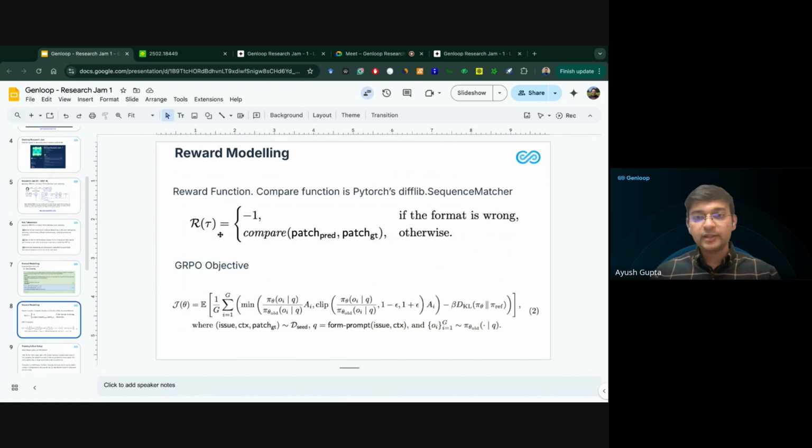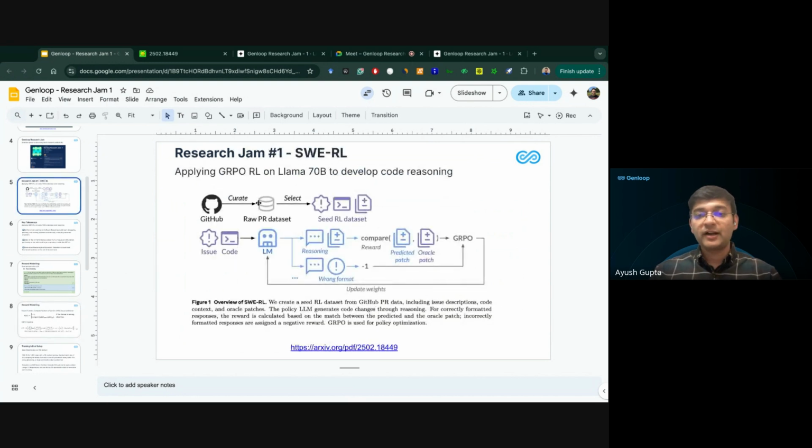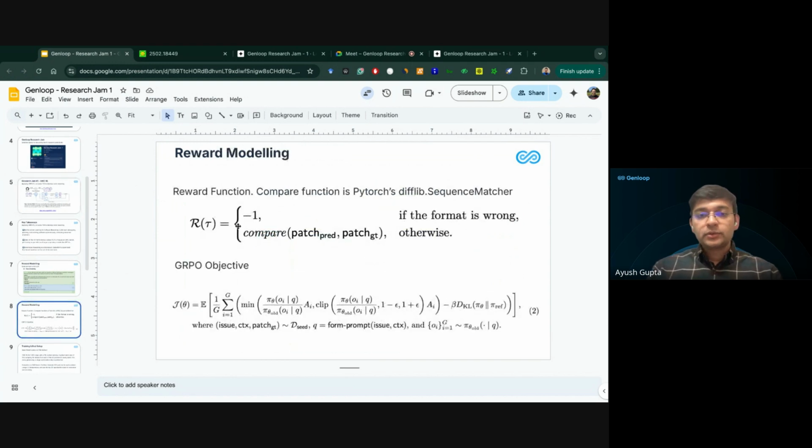The reward function for it is basically a -1 if the format is wrong, as we were seeing in the diagram, and a compare-based score, which is in the 0 to 1 range, between the patch that is predicted and the patch which is the ground truth. The patch in the ground truth is basically what we have refined and curated from the GitHub code database that we have. So the reward is -1, or 0 to 1 generally from the compare score, and -1 if the format is wrong.